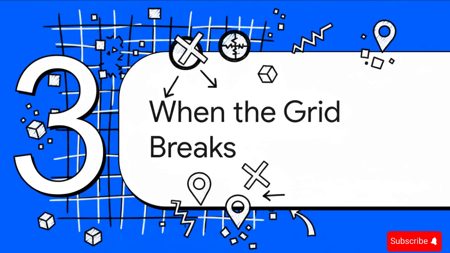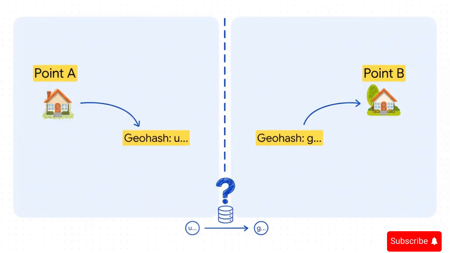This simple grid system had some pretty fundamental flaws that, in some cases, could cause really big problems. Okay, here's the biggest issue, what's known as the edge case problem. Imagine two houses right across the street from each other. But that street just happens to be one of those big dividing lines, like the equator or the prime meridian. In the weird world of Geohash, one house might have a code that starts with U, and the one right next to it could start with G. To the database, these two points look like they are on opposite sides of the planet, even though you could literally throw a rock from one to the other. And that makes finding what's nearby really tricky at these boundaries.